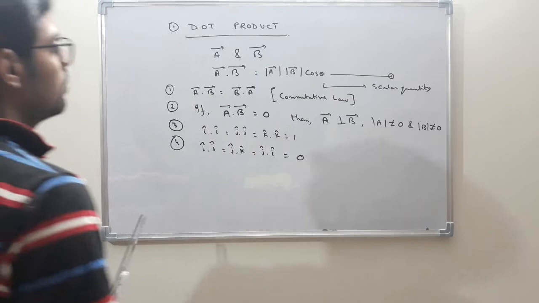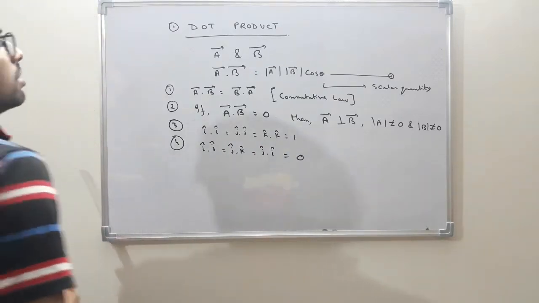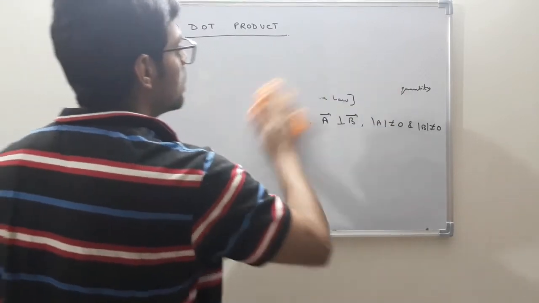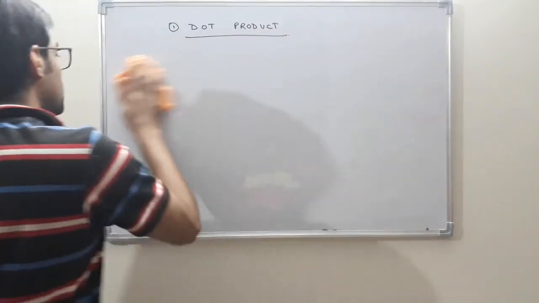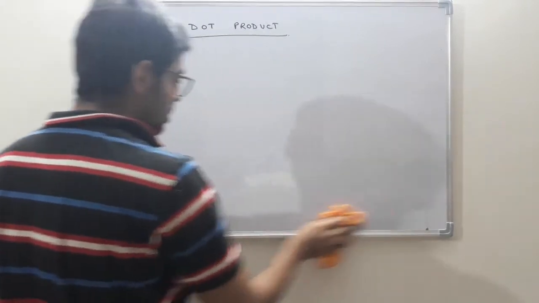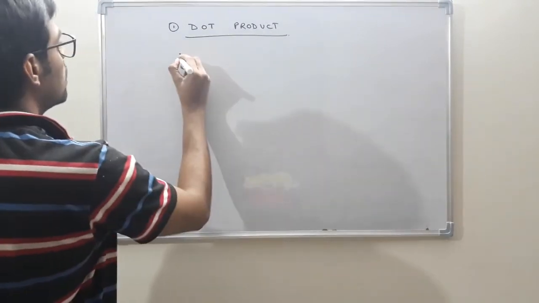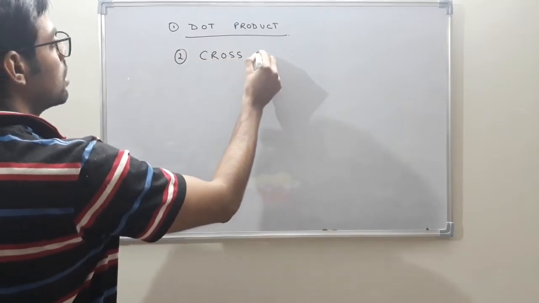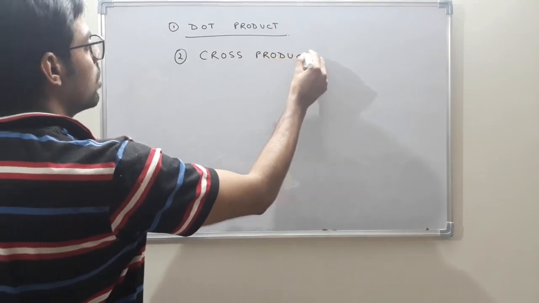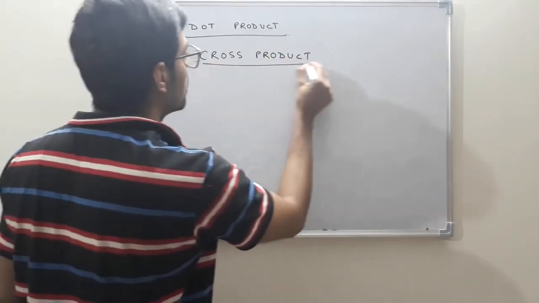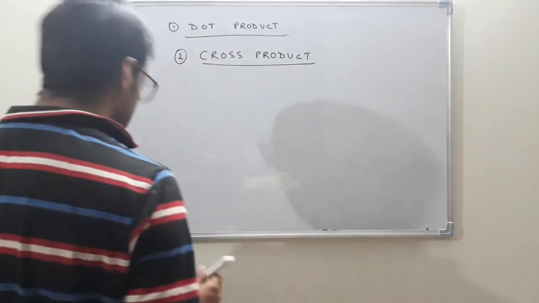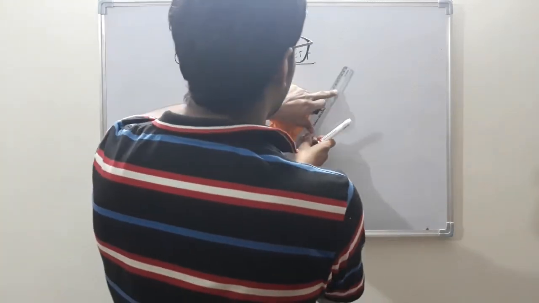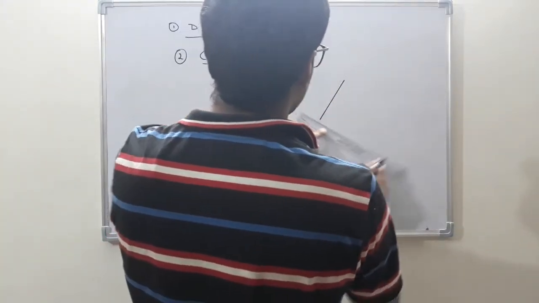Now, another type of vector multiplication is the cross product of two vectors. What is the cross product of two vectors? The cross product of two vectors is defined as, let me first draw the diagram. Suppose we have a given plane.